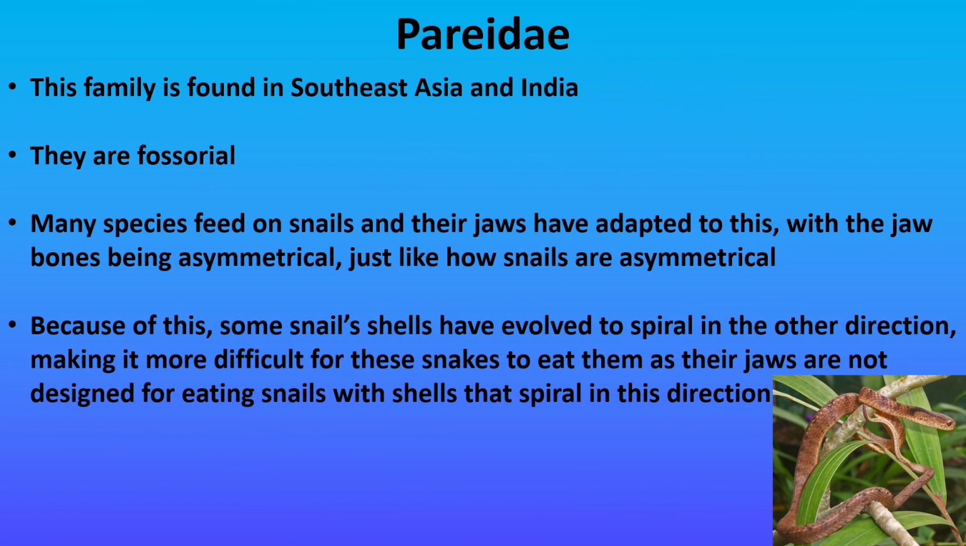Next are the Pariidae, and this family is found in Southeast Asia and India. They are fossorial, and many species feed on snails, and their jaws have adapted to this, with the jaw bones being asymmetrical, just like how snails are asymmetrical. Because of this, some snail shells have evolved to spiral in the opposite direction that they usually did, making it more difficult for these snakes to eat them, as their jaws are not designed for eating snails with shells that spiral in this direction.